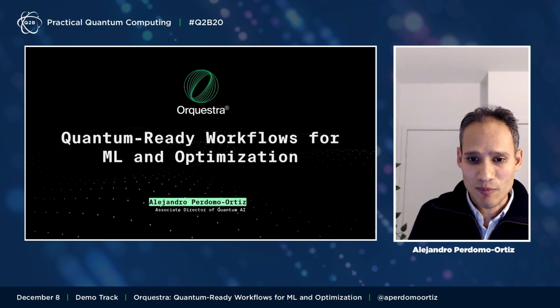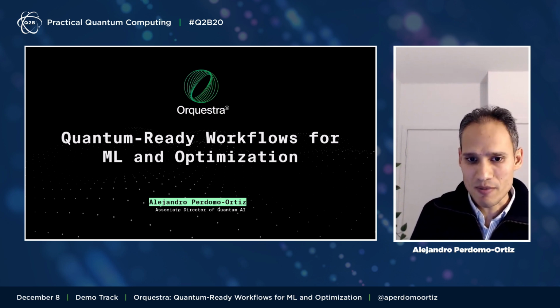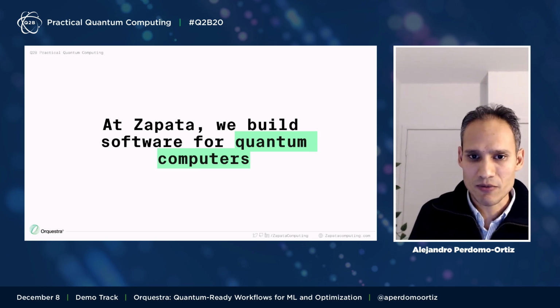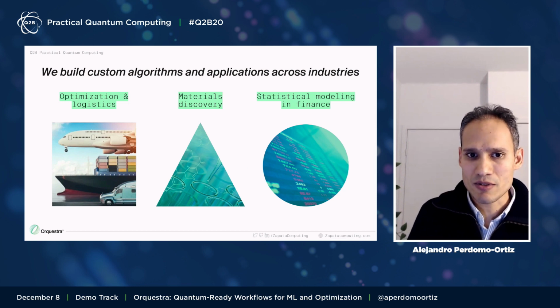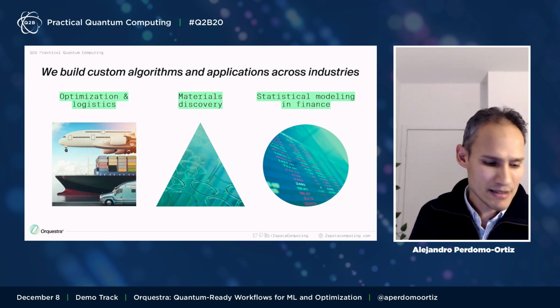My name is Alejandro Perdomo Ortiz, and I'm the Associate Director of Quantum AI at Zapata Computing. During the last 14 years, I've been working on the development and implementation of quantum algorithms to solve real-world problems, in particular in the domains of optimization and machine learning. At Zapata, we build software for quantum computers. We build custom quantum algorithms for applications across many industries, including optimization and logistics, materials discovery, and statistical modeling in finance.